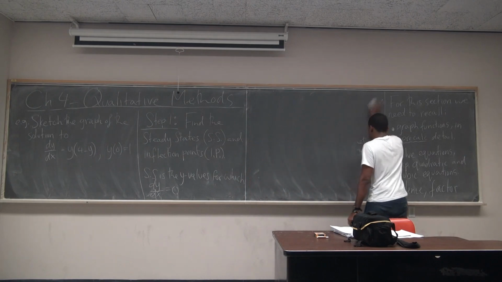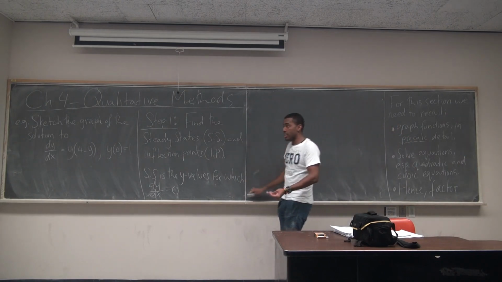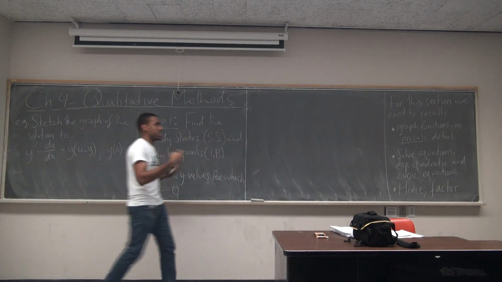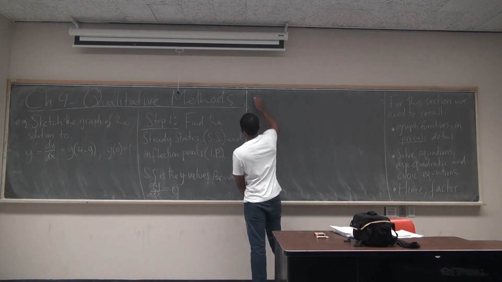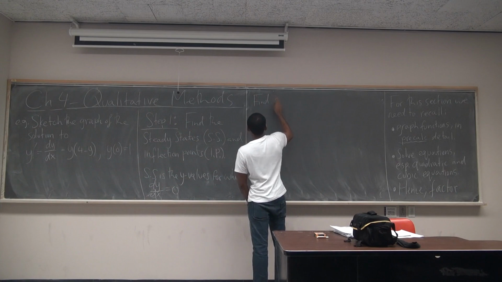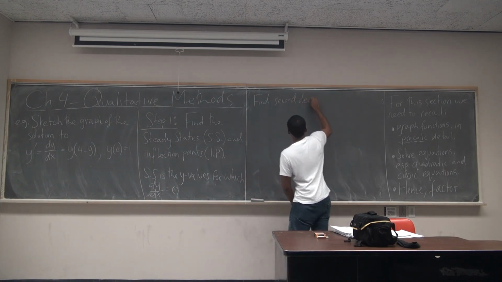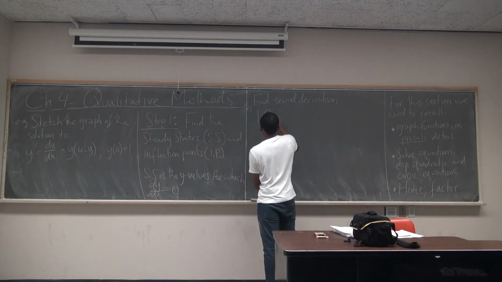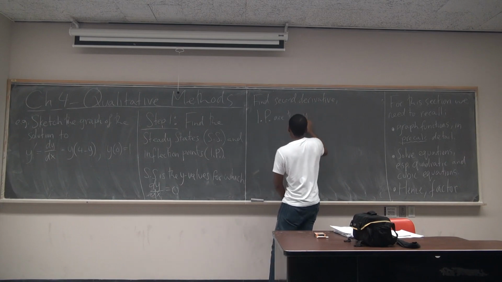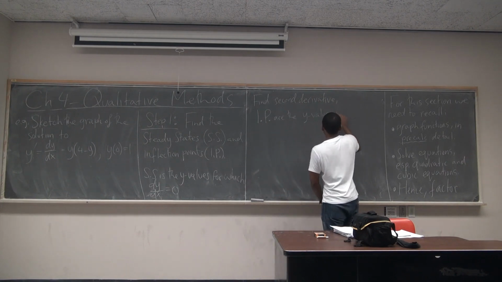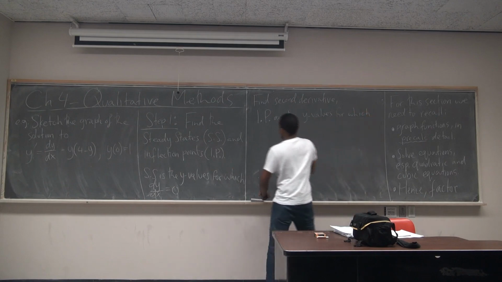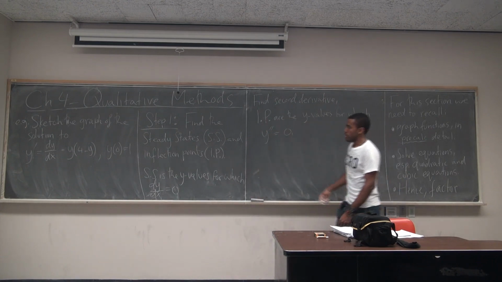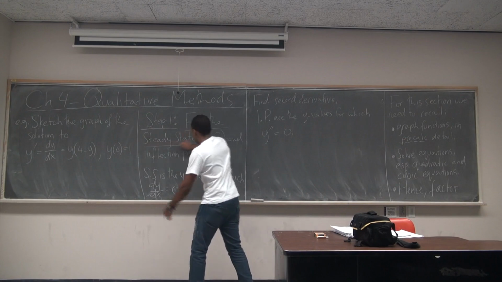For the inflection point, how do you find an inflection point? Find the second derivative. Now remember, the problem gave you the first derivative, right? Which means to find the second derivative, I'm going to have to differentiate that. So then find the second derivative. IP are the y values for which y double prime equals 0. Okay. So step 1, find the steady states and inflection points. And this is how you find them.